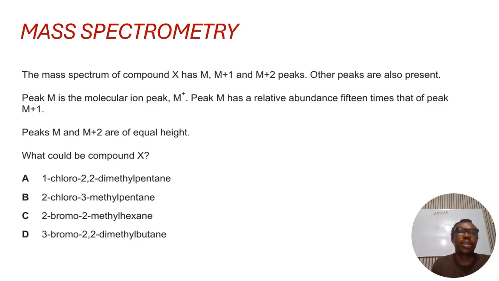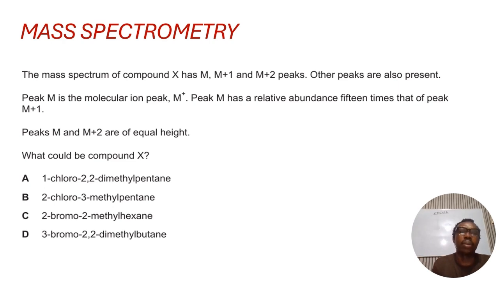Before us is a typical chemistry A-level question on mass spectrometry, which is an analytical technique used to determine the relative atomic masses of elements and the relative molecular masses of compounds. The mass spectrum of a compound X has M, M+1, and M+2 peaks. Other peaks are also present. Peak M is the molecular ion peak M+. Peak M has a relative abundance 15 times that of peak M+1. Peaks M and M+2 are of equal height. What could be compound X?